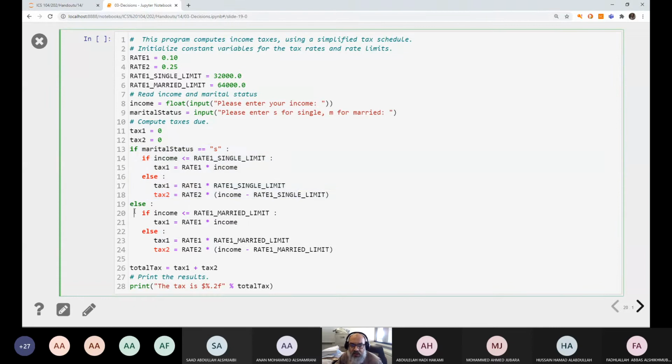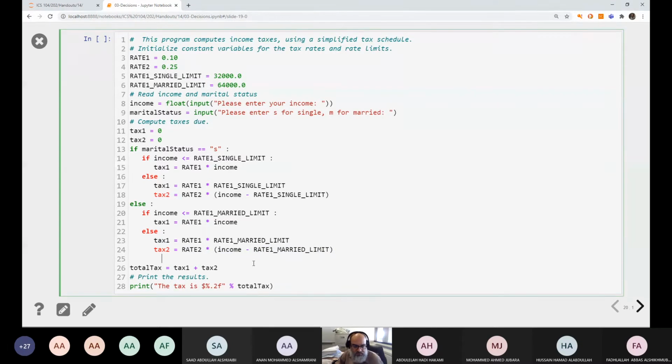And if you look here in the else, we have another block of an if statement. If income is less than the married limit, then tax is rate 1 times income. Else, tax 1 is the rate times the limit, which is 10% of the limit for married people, plus 25% of the amount over the limit. And of course it will print the total tax.